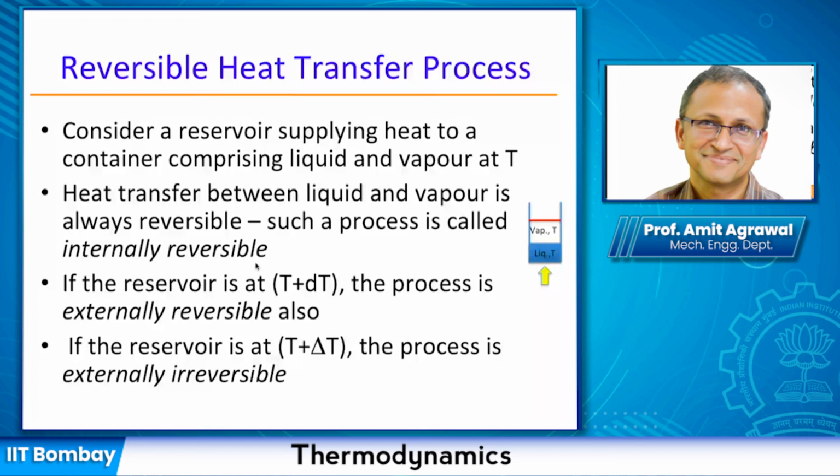Although we are saying that most of the time we will have systems which are irreversible, here we have an interesting system which is inherently reversible, that is, reversible between the vapor and the liquid. However, when we look at the heat which is being supplied from outside, the heat can be at a temperature T plus delta T. If it is T plus delta T, then you can see that the system is externally irreversible. Of course, if you were to make it externally reversible, then you will have to supply heat at T plus dT.